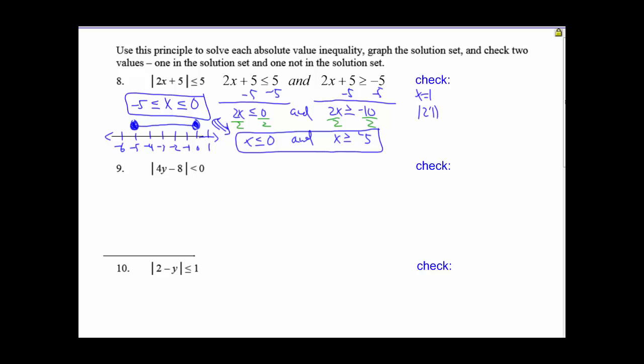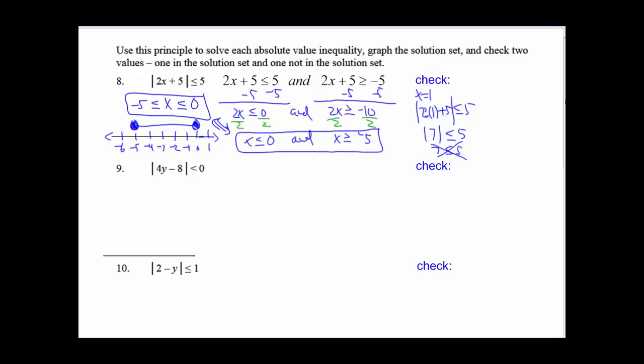Absolute value of 2 times 1 plus 5 is less than or equal to 5. So 2 times 1 is 2, plus 5 is 7. The absolute value of 7 is 7. Is 7 less than or equal to 5? And the answer is no. So that did not come out.